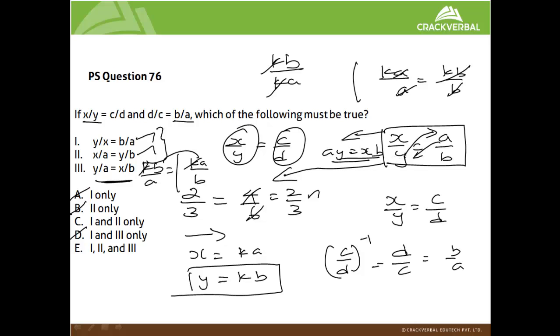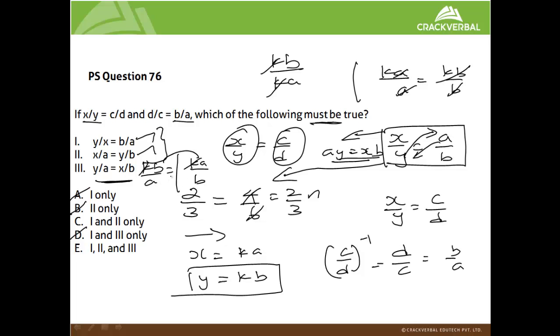Because with this part of the ratios which is given, we are not going to get y by a is equal to x over b. So the third statement need not be true. Always remember that your intention must not necessarily be proving the statements. Your intention has to be trying to disprove the statements. So y by a and x by b can easily be disproved, right? As I told, if y is equal to k times b and x is equal to k times a, if you substitute, you can see that it's just a reciprocal.